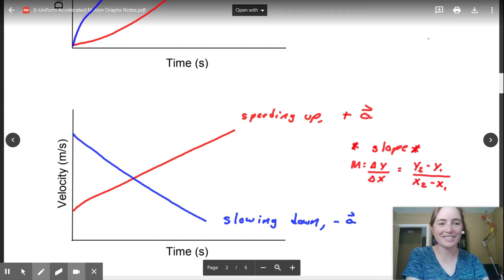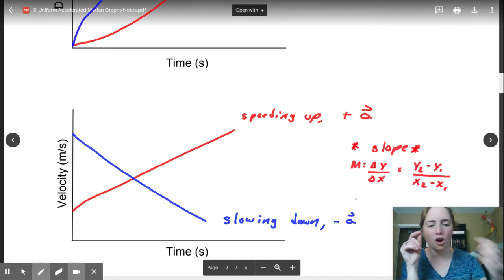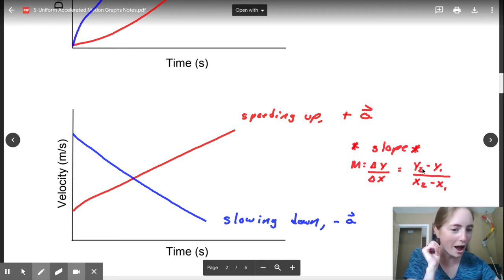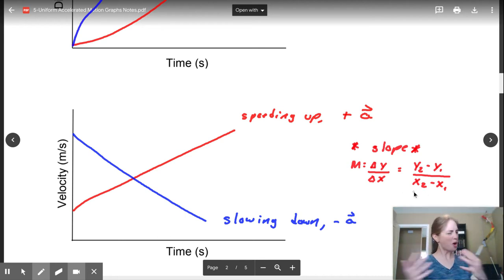All right, guys, I'm back. So we were talking about the slope and why that is significant. Okay? So look at your axes. We've got velocity over time. We've got velocity on the y and time on the x. What equation does that look like?